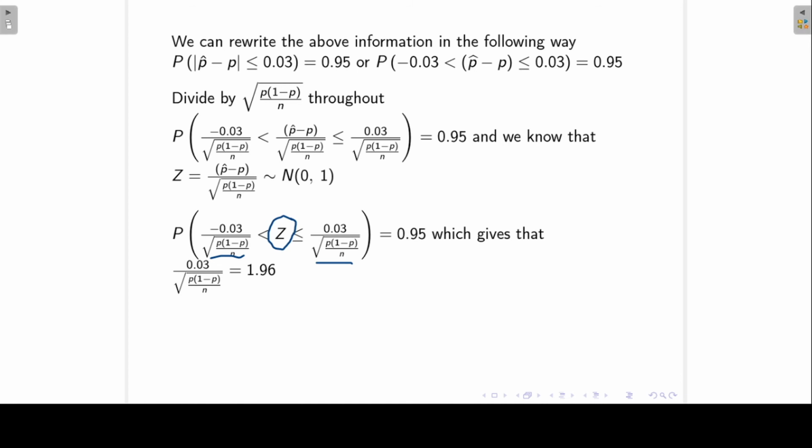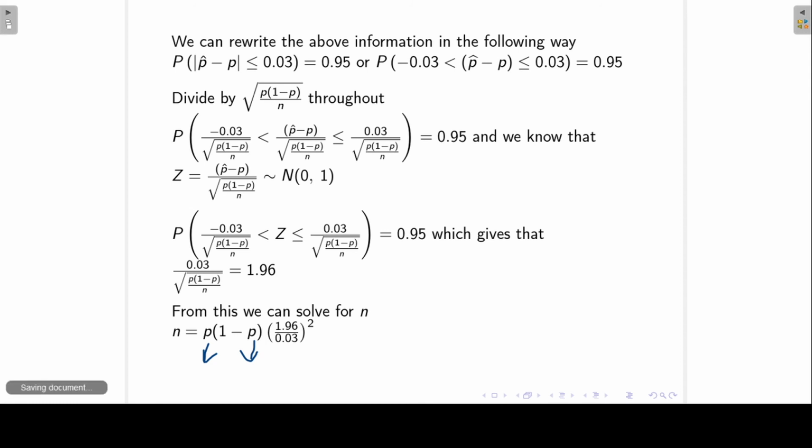And you will remember that Z_0.025 is equal to 1.96. So therefore we can set 0.03 divided by the square root of P(1 minus P) over n equal to 1.96. And then we solve for n. Okay, so there remains one last thing, and that is that we have to substitute P. So with what are we going to substitute P? Because we are determining the sample size so that we can estimate P, so we don't have P at this stage.